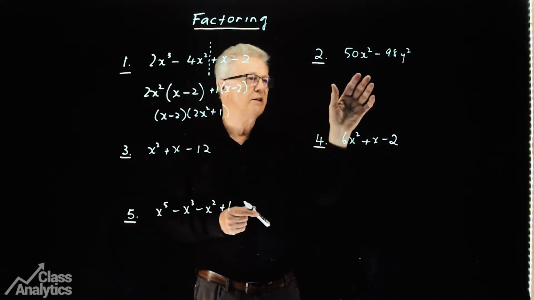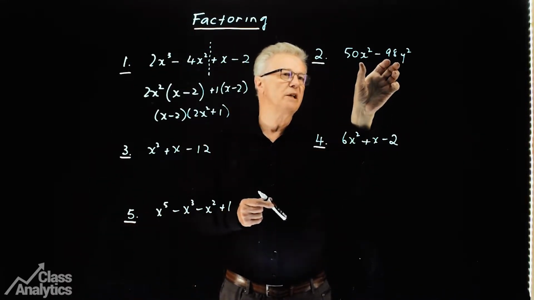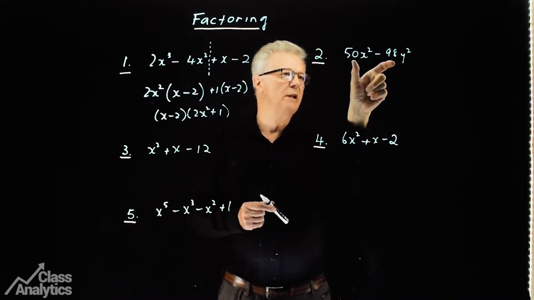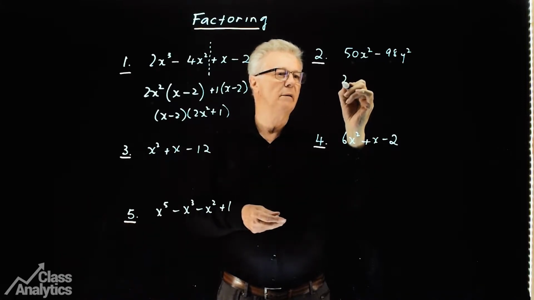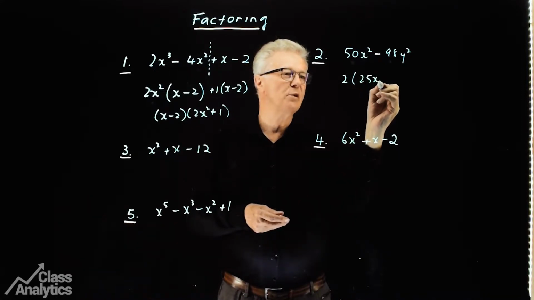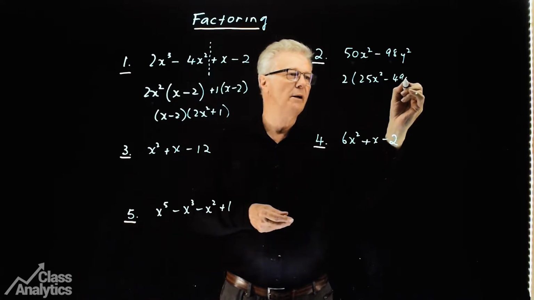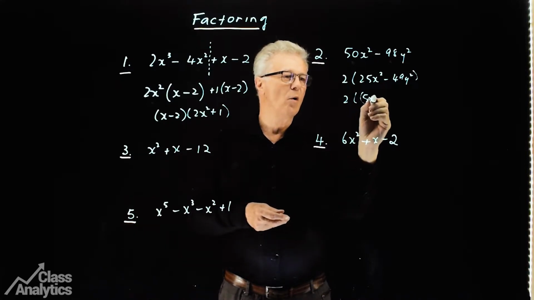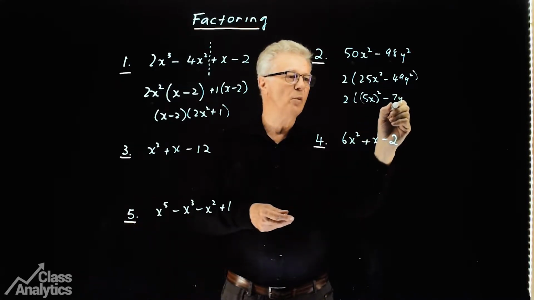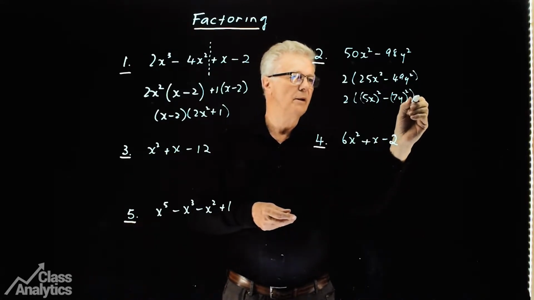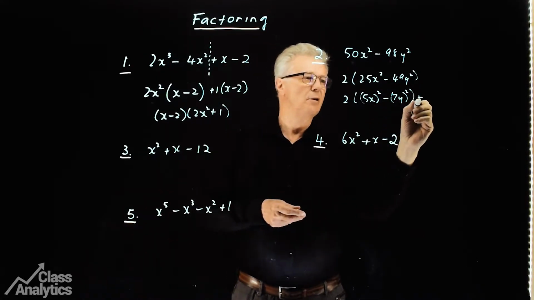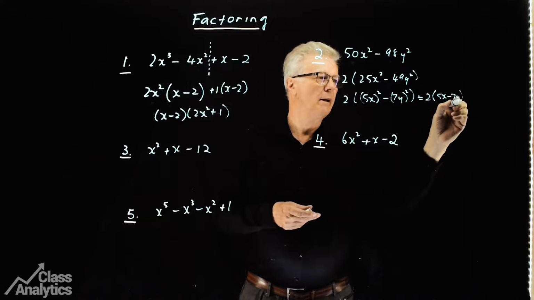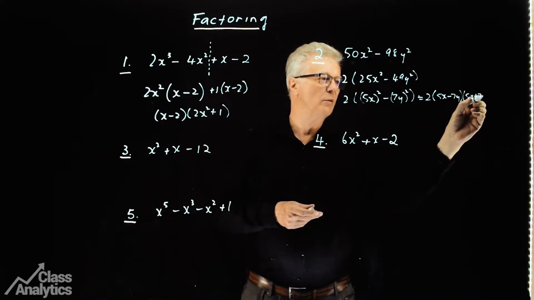This one here, it's a double. This is the difference of two squares, but you notice that 50 isn't a perfect square, neither is 98. But you have a common factor of 2 here. So we'll take the common factor of 2 out, and you get 25x squared minus 49y squared. Now that becomes 5x all squared minus 7y all squared, which of course becomes 2 outside of 5x minus 7y, 5x plus 7y.